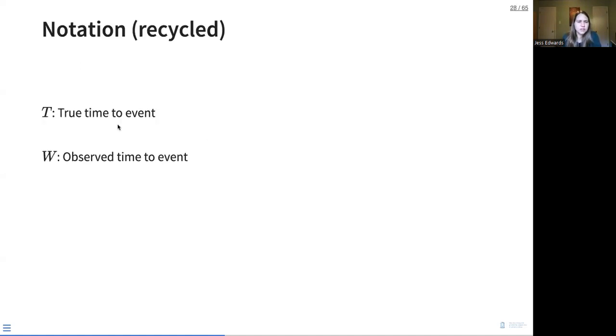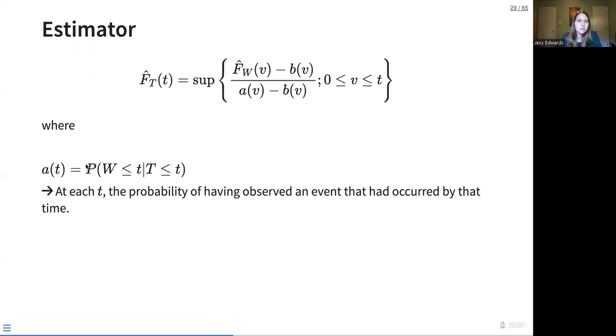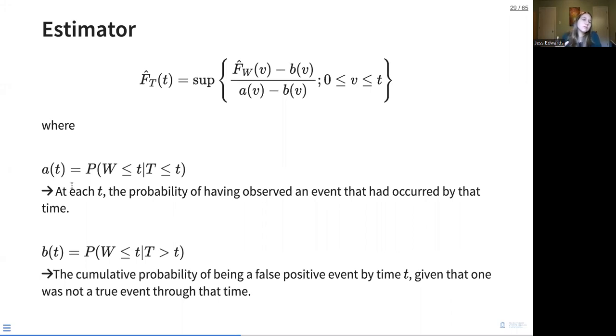So the notation here, which is recycled, is that T is the true time to event and W is the observed time to event. And we're proposing this estimator where the cumulative incidence of the true event times is a function of the cumulative incidence using the observed event times and A and B, where here, again, A and B are recycled. These are not the same A and B that we saw last time. Here A is the probability of observing your event before time t, given that your true event happened before time t. And B is the probability that your observed event happened before time t, given that your true event happened after time t.